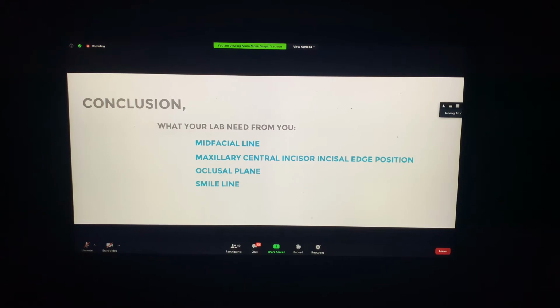You also need to show where the smile line is.